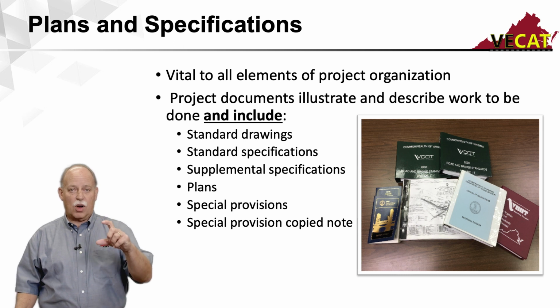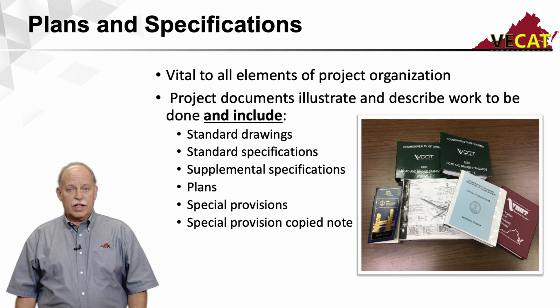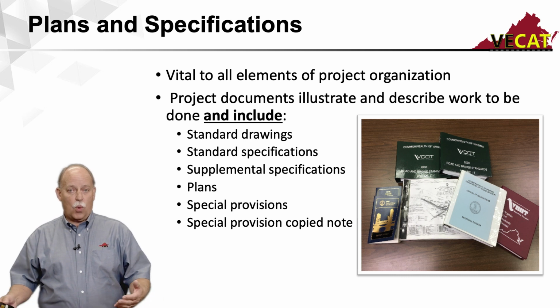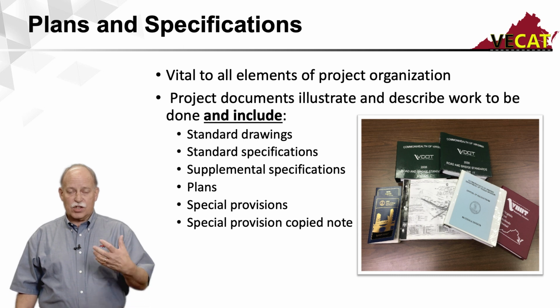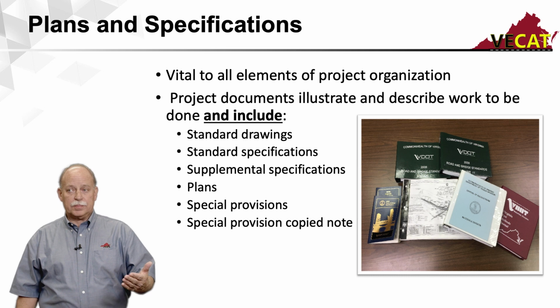That's that, many people call it the VDOT Bible. That's the standard specifications. It's issued somewhere anywhere between 4 and 8 years typically. So the standard book has all the specifications that are standard to all projects.